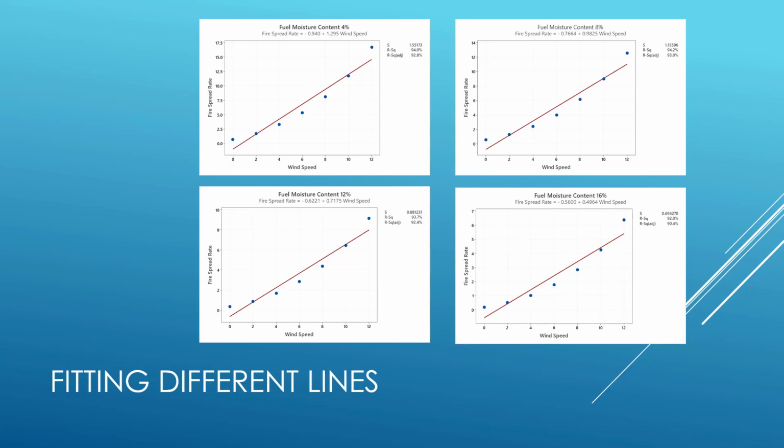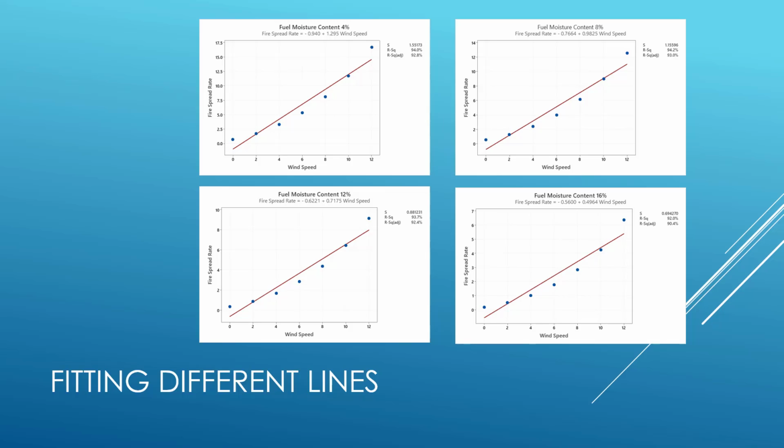If time allows, you can spend a little time exploring the strategy of fitting a different line for each fuel moisture content. You can show students the equations of the four different regression lines and note that the lines have different slopes, suggesting that the effect of wind speed on fire spread rate is different for the different moisture contents. Increasing wind speed is associated with greater increases in fire spread rate when the fuel moisture content is low.